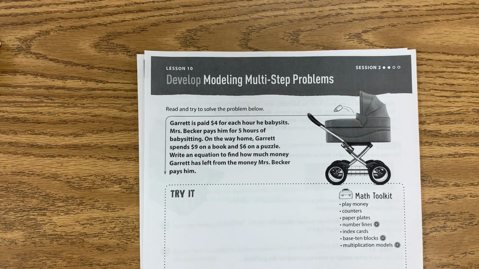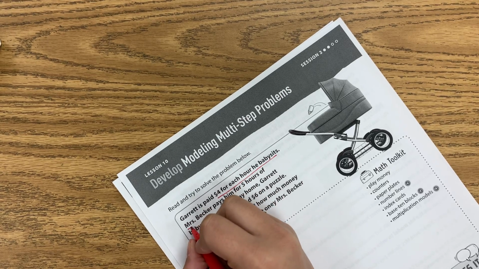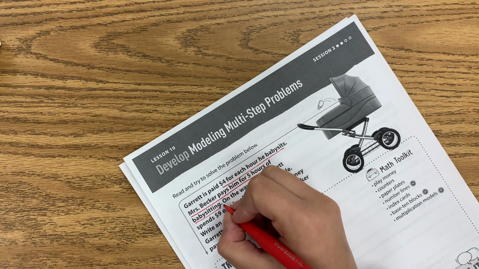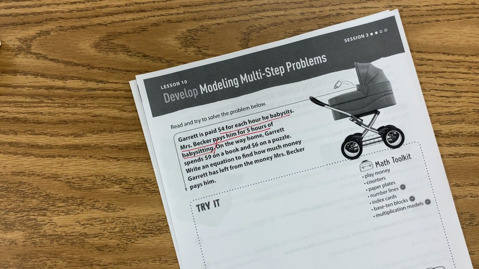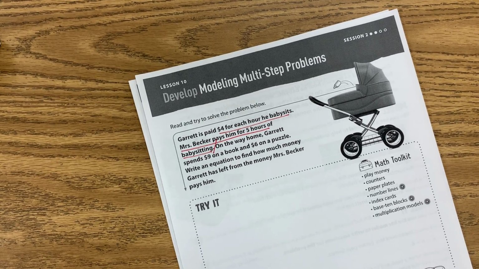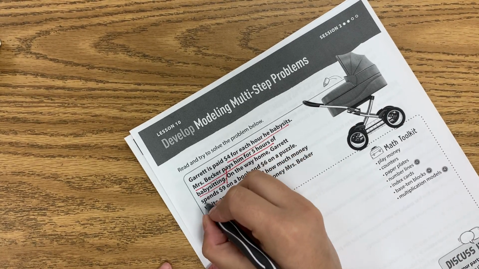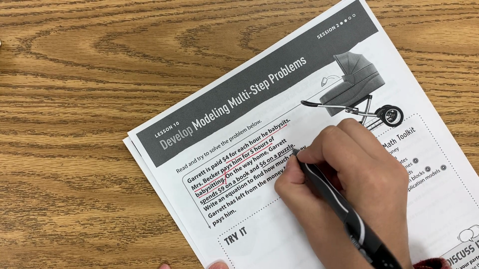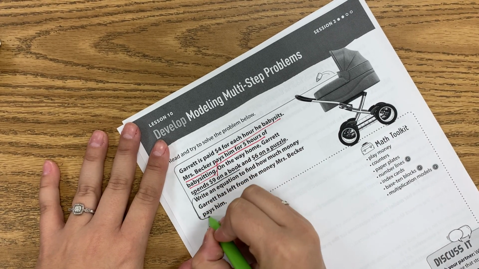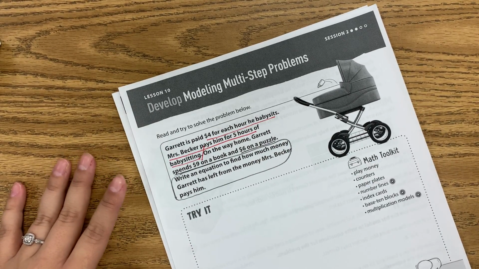So Garrett is paid $4 for each hour he babysits. Mrs. Becker pays him for 5 hours of babysitting. So this is part 1. I'm going to get a different color marker or a pen rather, to do part 2. So that's part 1. Part 2 is on the way home, Garrett spends $9 on a book and $6 on a puzzle. Now we're going to need to write an equation to find out how much money Garrett has left from the money Mrs. Becker pays him.